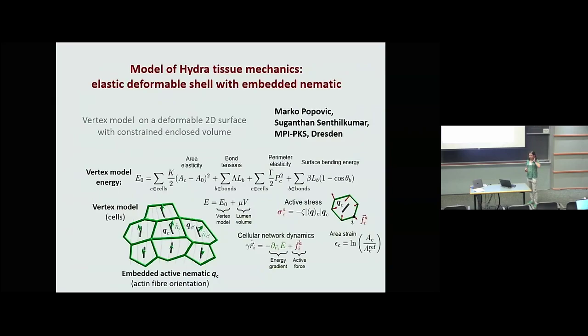Okay, so the model is realized using a generalization of a vertex model to a 2D closed surface. The energy of the vertex model includes the more familiar terms: the area elasticity, the bond tension, and the perimeter elasticity. We also include the surface bending energy, because this thing has a thickness, so it can't bend too much. In addition, we have a nematic that is assigned to each cell, and the active stress over here is proportional to the nematic, but has transient activation dynamics.